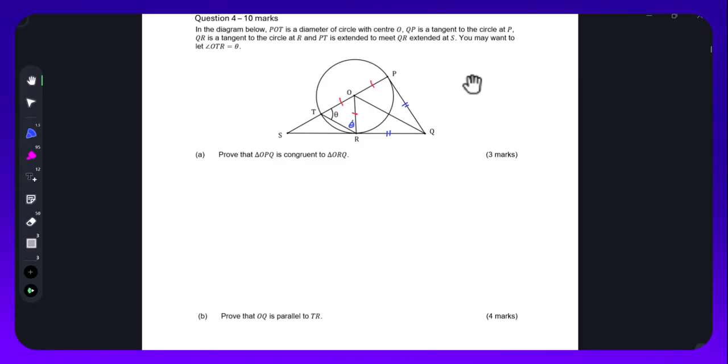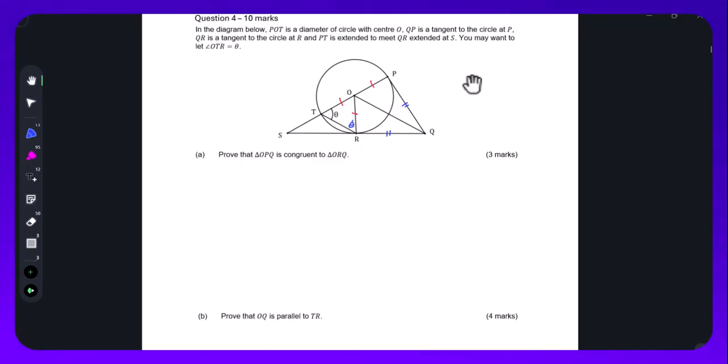OT is a radius, OP is a radius, OR is a radius. And I've also got to do, using the theorem that from the same point, the tangents are of the same length. So PQ and RQ are the same. Anyways, should be fairly straightforward.